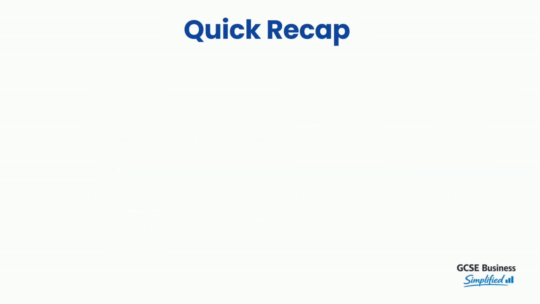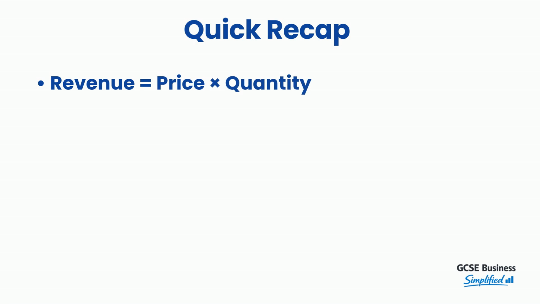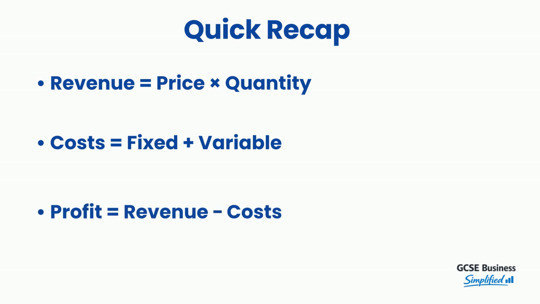So, a quick recap. Revenue is price times quantity. Costs are fixed plus variable. Profit is revenue minus costs. These basics help every business understand how well it's performing. That's revenue, costs and profit. Simple, clear and exam ready.